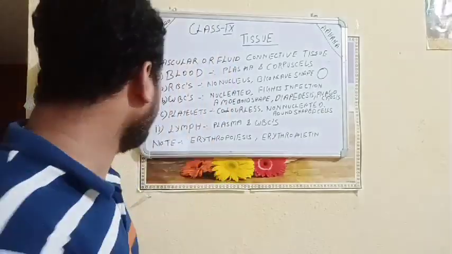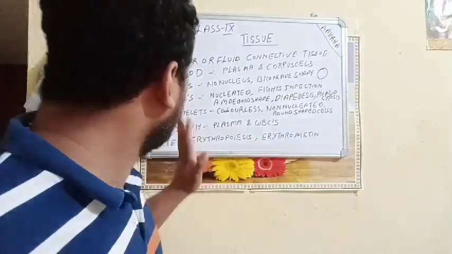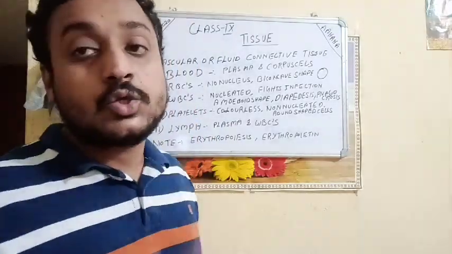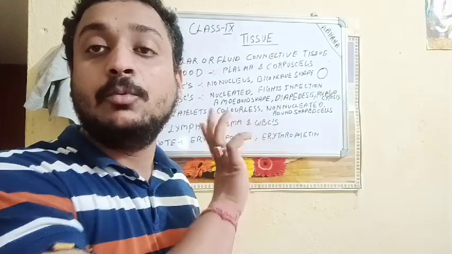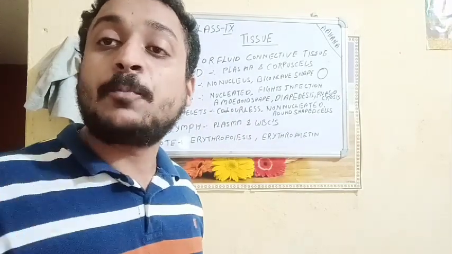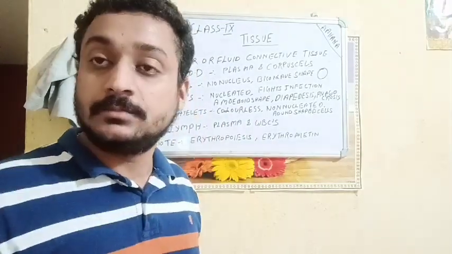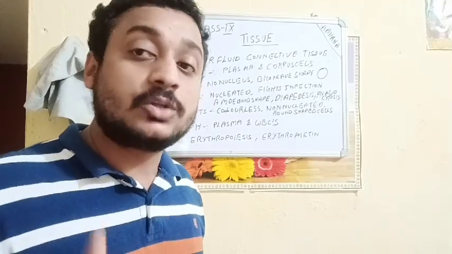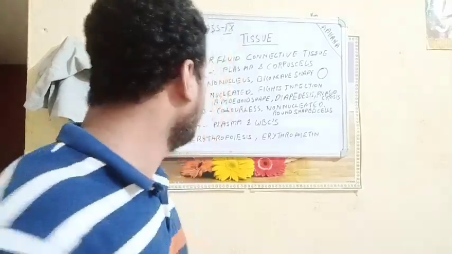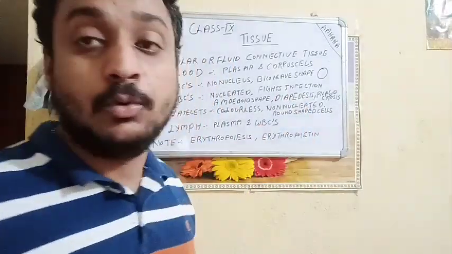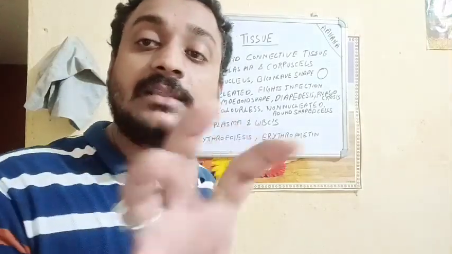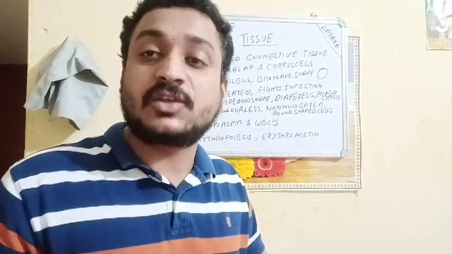Now, next one is the lymph. Lymph has two parts, plasma and WBC. Lymph does not possess any RBCs. It only has plasma so that the lymph can flow, and it has the WBCs so that it can attack the germs which have caused infection in our body.